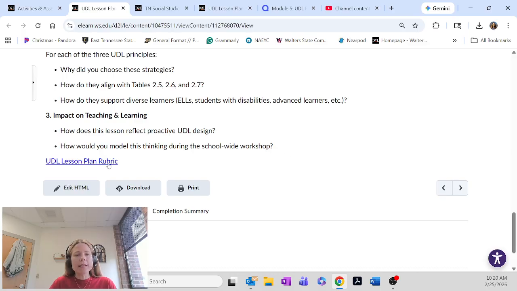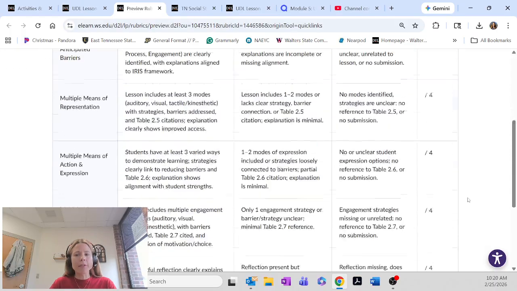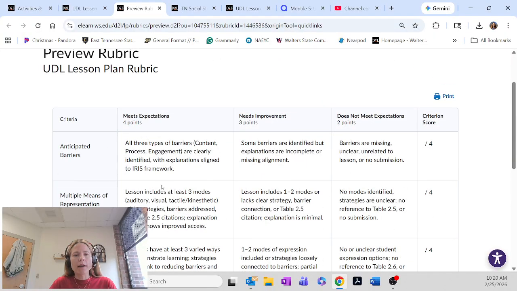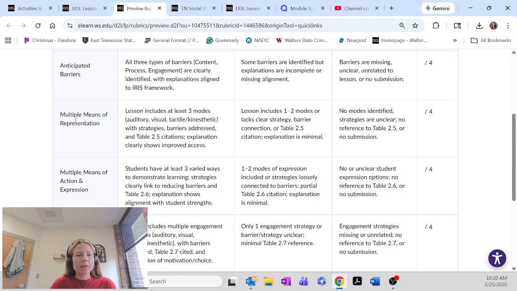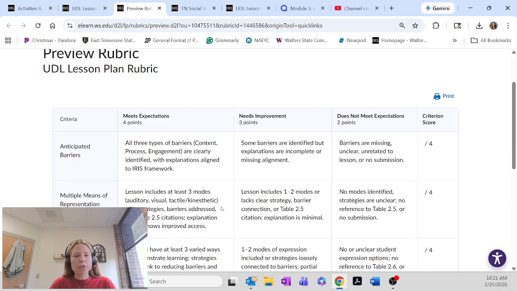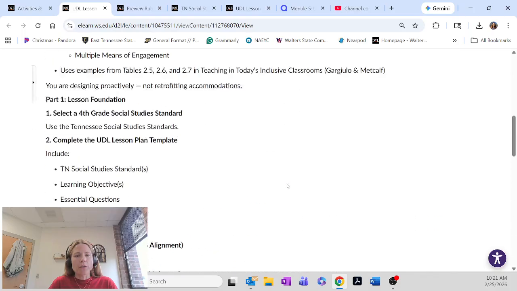Okay, there is a rubric here. Please look at it. This is how you're going to be graded. It will show you each section that I'm going to grade you on. So I'm looking at if you obviously looked at the 3 sections of the UDL principles: representation, action and expression, engagement, your reflection, and then I also grade you on the barriers, right? So the 3 types of barriers. So make sure that you look at that.